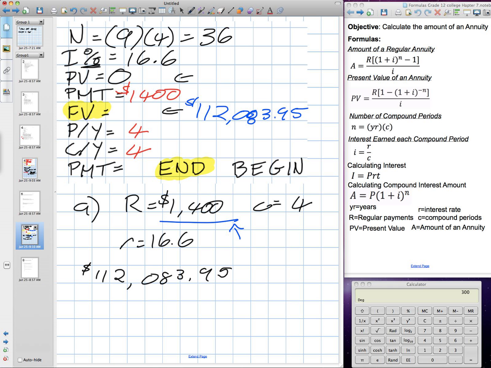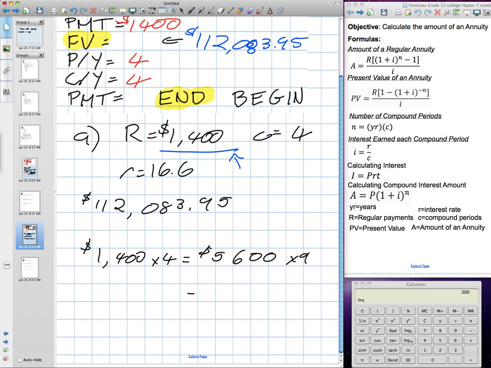So let's actually figure out how much money this person deposited. If they deposited $1,400 every quarter, how many times did they put this amount of money into the bank? In total, that's right, 36 times. So each year they did it 4 times. Okay? So we take the $1,400. They're depositing it quarterly. So 4 times a year, they put this in the bank. So every year, this is how much money they're going to put into the bank. $5,600 is how much they deposit yearly.